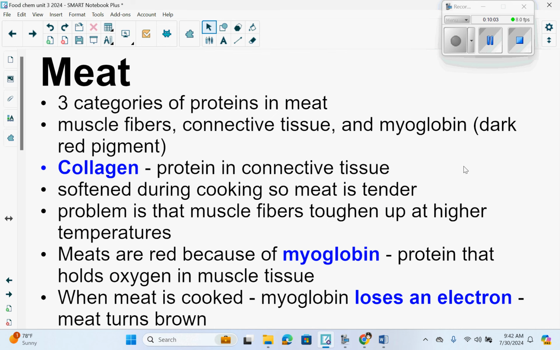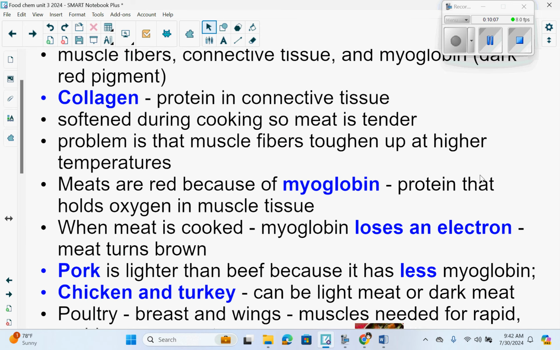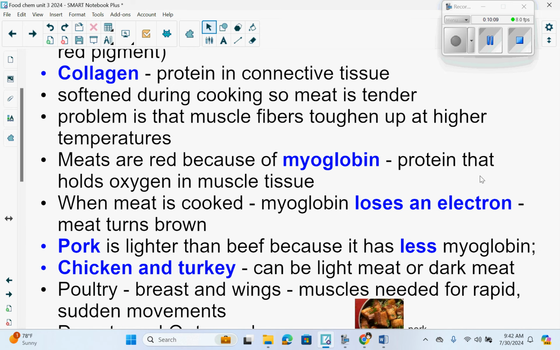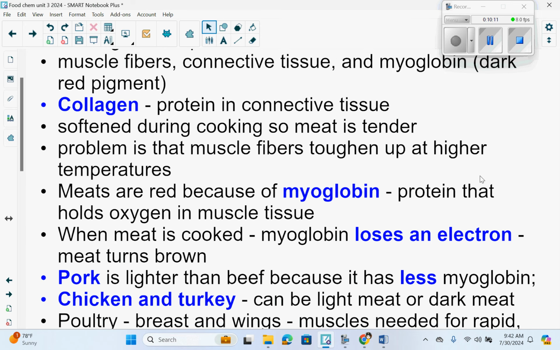Meat. There are three categories of proteins in meat. You have muscle fibers, connective tissue, and myoglobin, which is a dark red pigment. Collagen. This is the protein in connective tissue. It is softened during cooking, so meat is tender. The problem is that muscle fibers toughen up at higher temperatures.